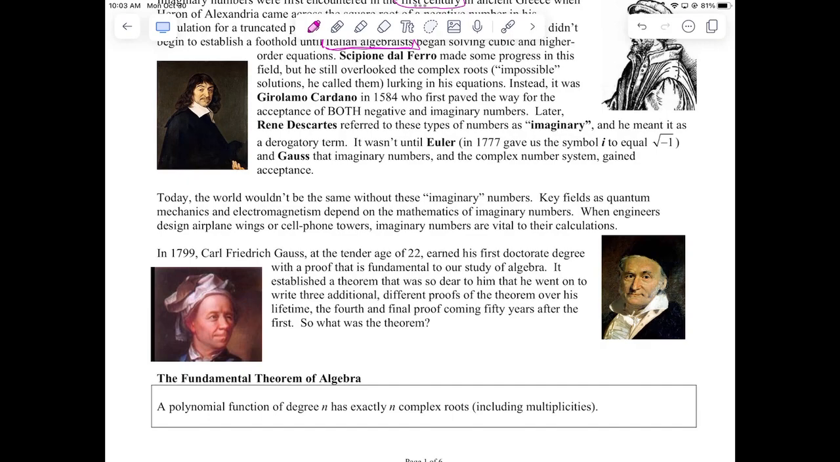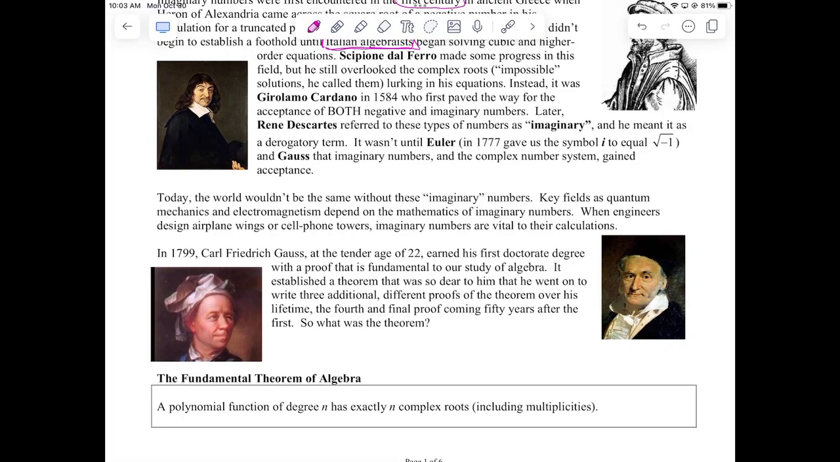Let's read it. Here's what it says. It's pretty simple. It's like one line. A polynomial function of degree n has exactly, no more, no less, n complex roots, including multiplicities. A polynomial of degree n has exactly n complex roots with multiplicities. So what does that mean? The roots are going to be what type? Real or imaginary, or possibly a combination of both?